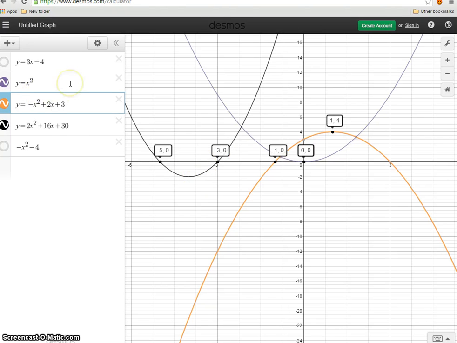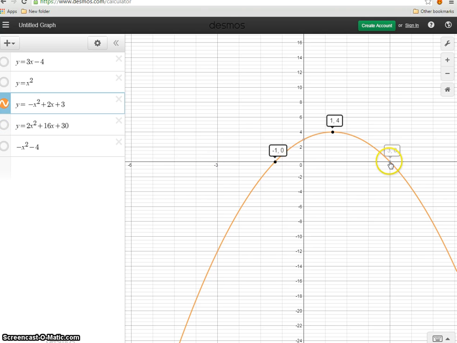There's also an invisible vertical line cutting the parabola in half, which we're going to call the axis of symmetry. So let's say I hide all of these here except this orange one right here. If you look here, I've got my vertex at (1, 4). I've got my two x-intercepts at negative 1 and 3.